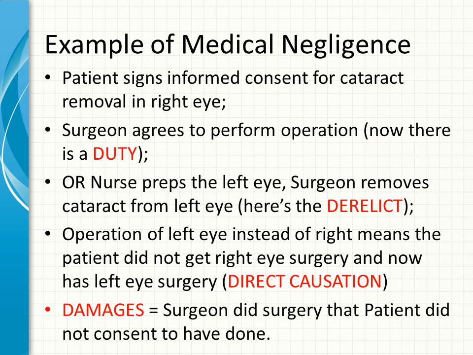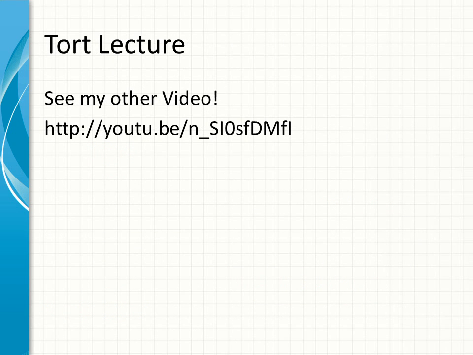You have a duty on the behalf of the surgeon, you have a derelict on behalf of the surgeon, you have direct causation because the surgeon's actions caused surgery that was beyond the scope of consent, and then you have damages, unconsented to surgery. So those are your 4 elements. You have to have all 4 of those elements to have a medical negligence case. I go into a little more detail on this and other medical related torts on my other video.